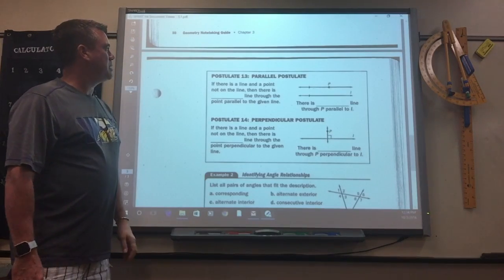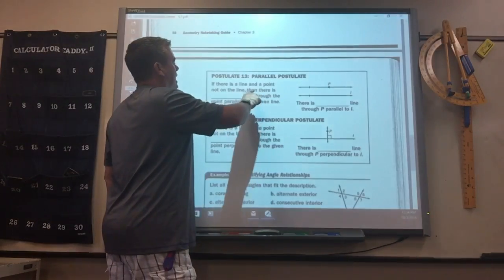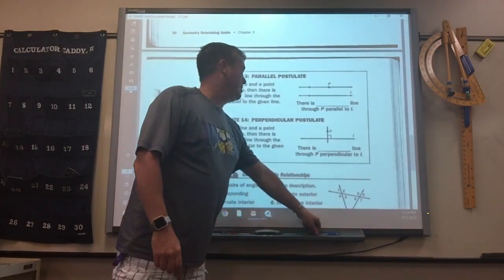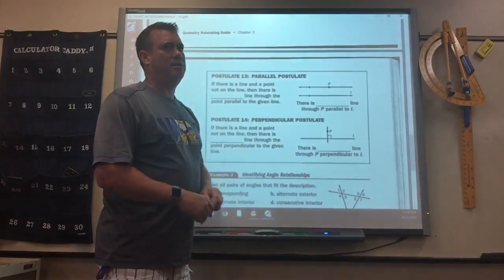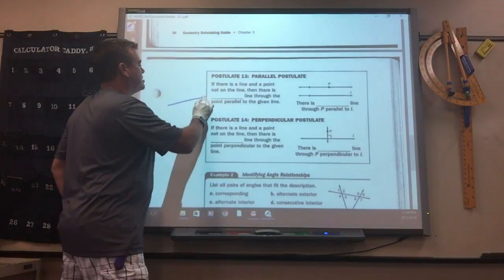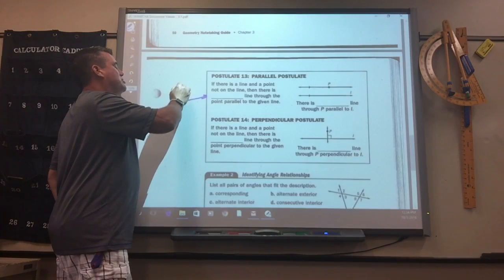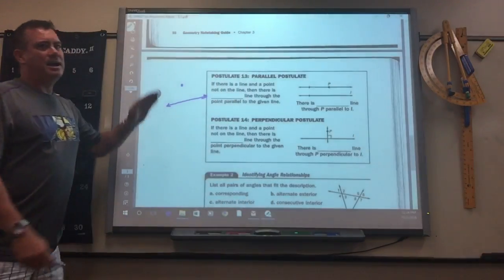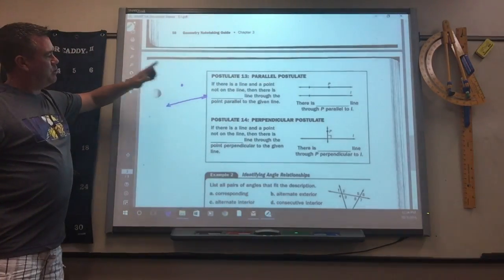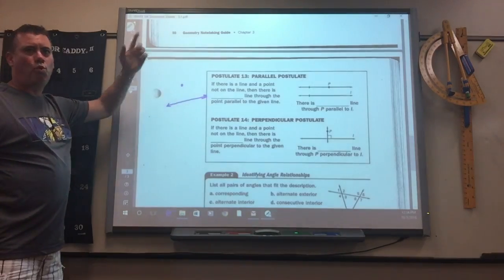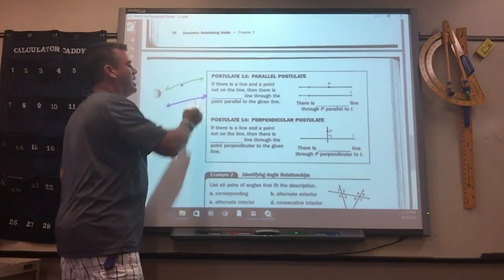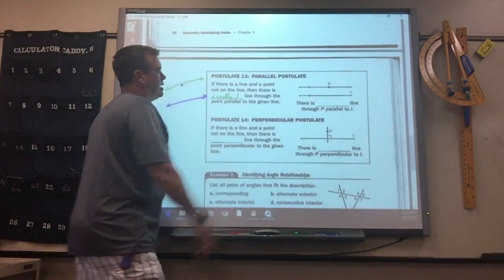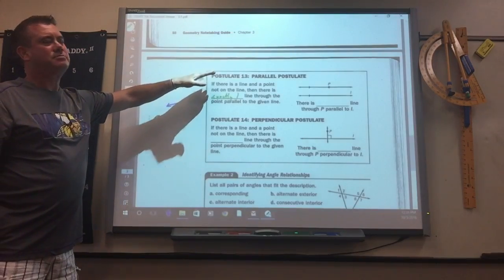Parallel postulate, perpendicular postulate. If there's a line and a point not on the line. So, they've kind of got the picture drawn already, but this is what they're saying. If you've got some line and some point somewhere off the line, how many lines could I draw through that point that would be parallel to that one? One. And that's what they're saying. There is exactly one line through that point that'd be parallel.